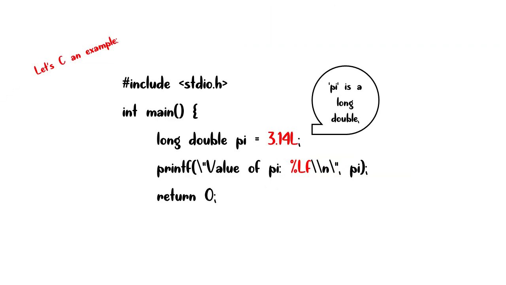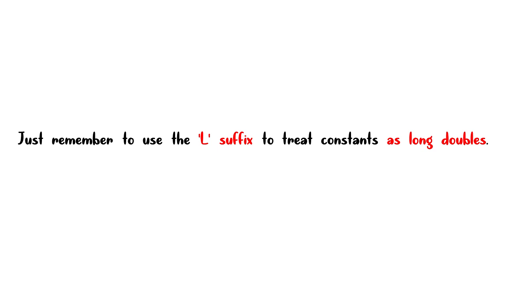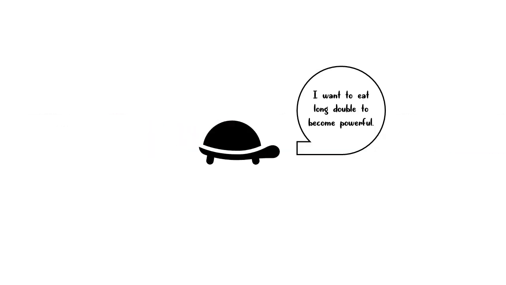Here's how you declare a long double variable and assign it the value 3.14. In this code, pi is a long double and the L suffix ensures that 3.14 is treated as such. And that's it. Just remember to use the L suffix to treat constants as long doubles. It's a simple but powerful trick to ensure your programs use the right data type for precise calculations.